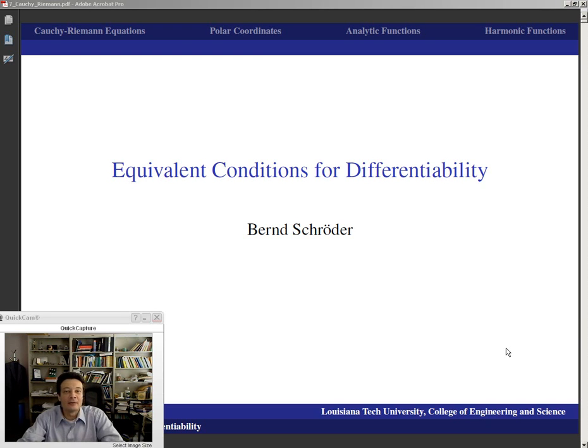Welcome back. Well, after we have investigated differentiability from the point of view of difference quotients, as well as from the point of view of differentiation formulas, there is yet a third way in which differentiability can be investigated for functions of a complex variable, and that is through the Cauchy Riemann equations. So we're going to talk about the Cauchy Riemann equations. We're going to talk about those equations in polar coordinates.